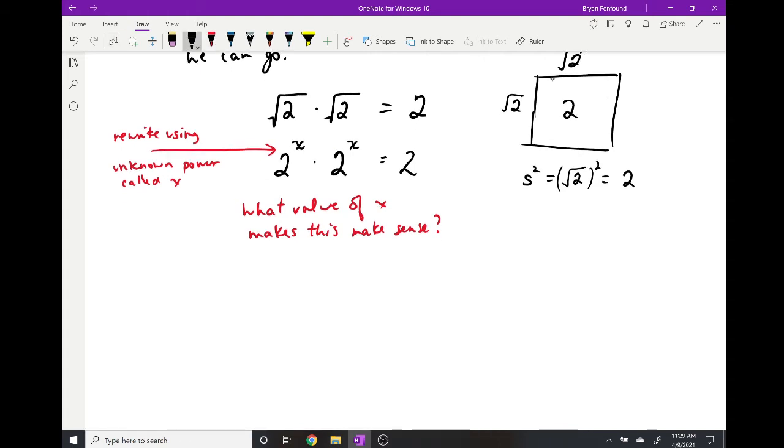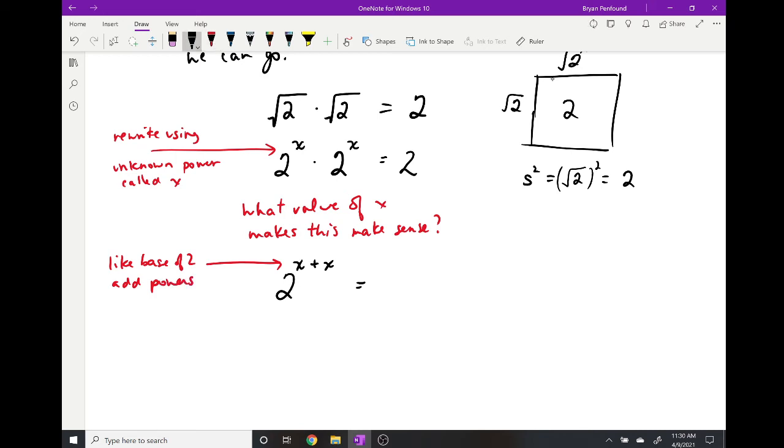He convinced his class that if this was true, and we were allowed to use exponent properties, then the left-hand side of this equation should be 2 to the x plus x. In other words, I have like bases on the left-hand side, so I should be able to add those powers together. We have a like base of 2, and we're going to add the powers.